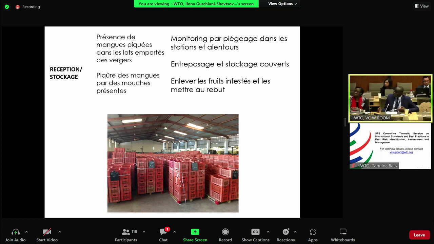Entreposage et stockage couvert, tout ça c'est des mesures de gestion. Enlever les fruits infestés et les mettre au rebut, tout ça c'est des mesures de gestion que nous proposons et que les inspecteurs suivent au niveau de toutes les stations de conditionnement. Parce que pour le conditionnement de ces produits stratégiques, il y a toujours la présence des inspecteurs phytosanitaires au niveau de ces stations de conditionnement. Suivant.